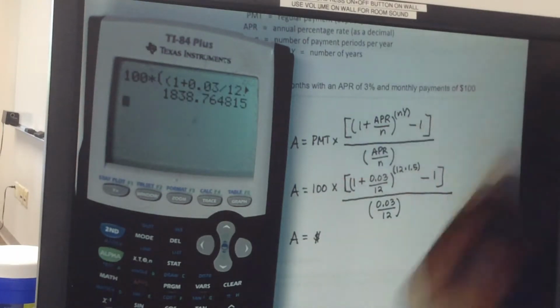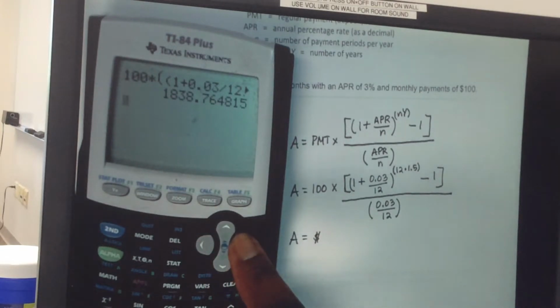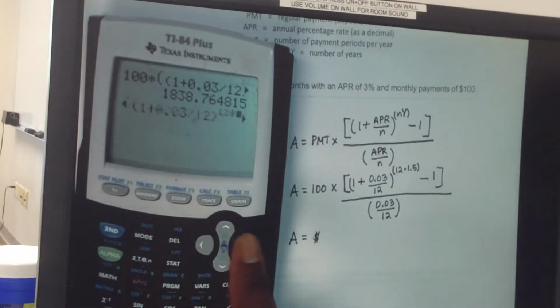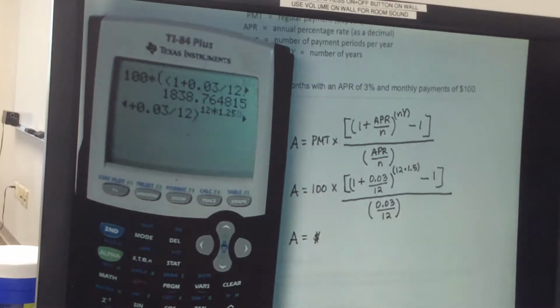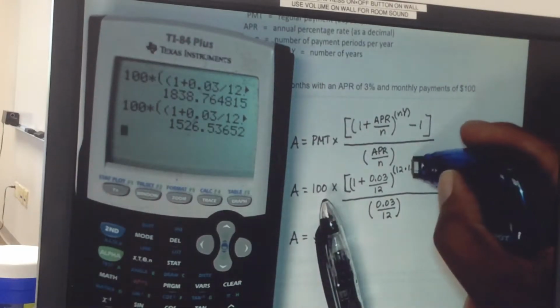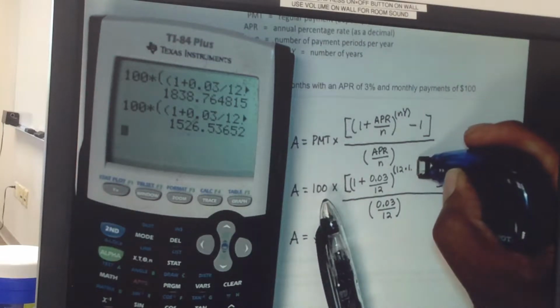Okay, let me check my math here. Okay, correction, this should be 1.25, not 1.5. 1.25. Okay, that's the correct answer here. I even got 1.5 here on my paper.